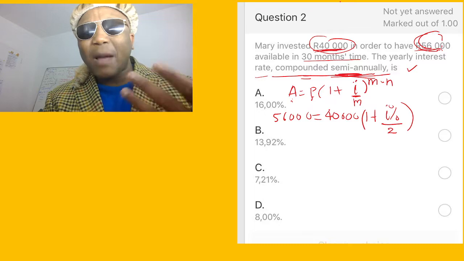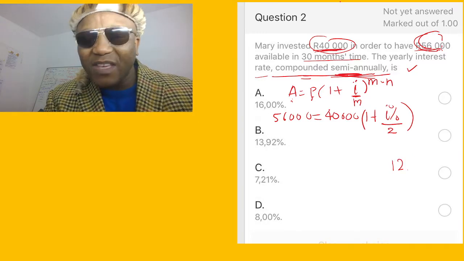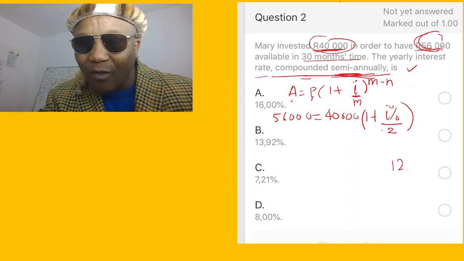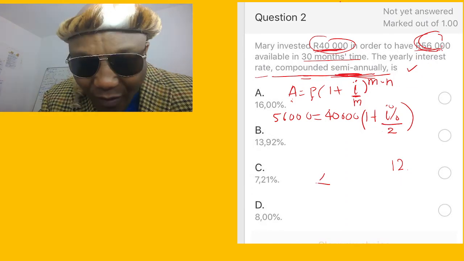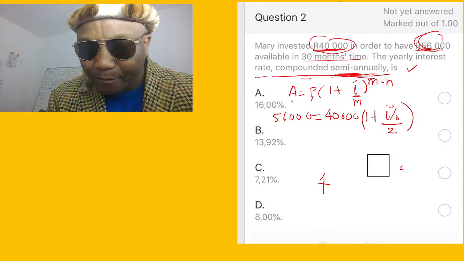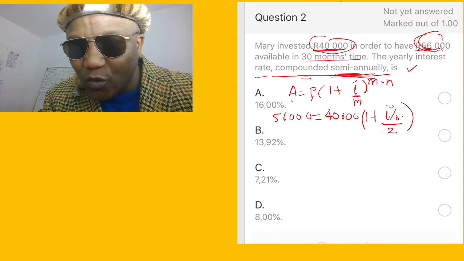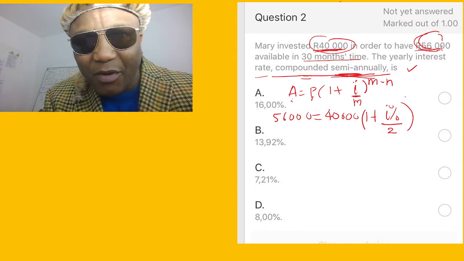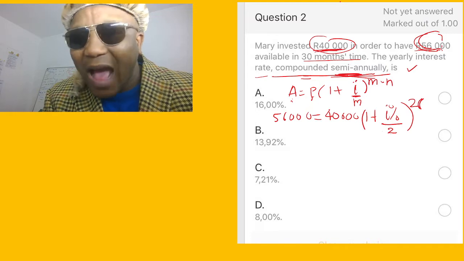If it was compounded monthly, we know there are 12 months in 1 year, so here I would write 12. Or if it was compounded quarterly, I would write 4. But for now, they say it was compounded semi-annually, so we use 2. The same number which you wrote here, you must write on top here, and then you must multiply by how many years.